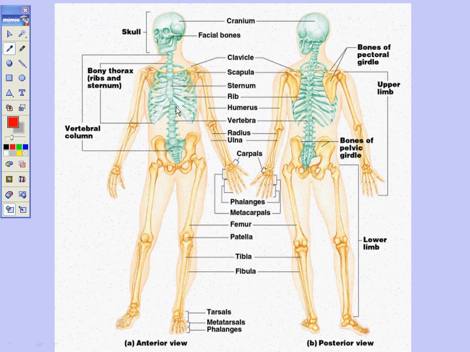The appendicular skeleton, the first thing I think of when I hear the word appendicular is appendages. So you can see you've got the arms, the legs, and what we call the girdles as well. So this would be the pelvic girdle, these hip bones here, and also the pectoral girdle, which includes the collarbone, aka the clavicle, and the scapula, aka the shoulder blade.